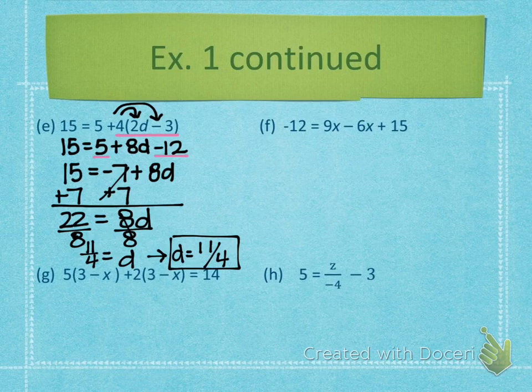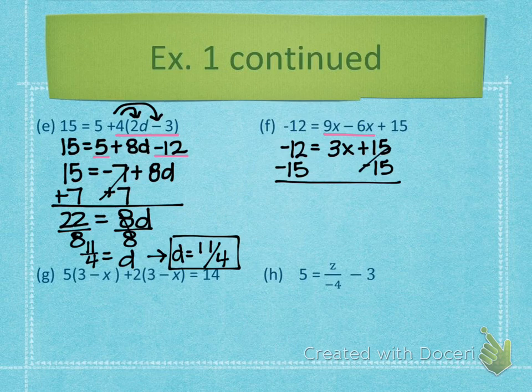All right, let's look at letter F. Who can tell me what I'm going to do first on letter F? Gage. Combine 9x and negative 6. All right, no distributive property, but we're going to combine our like terms. So negative 12 equals 3x plus 15. Then what, Gage? Subtract 15 from the other side. Okay, subtract 15 from both sides. So we have negative 27 equals 3x.